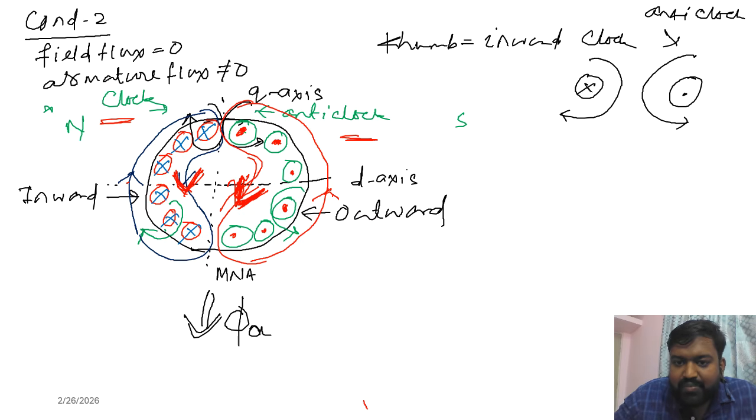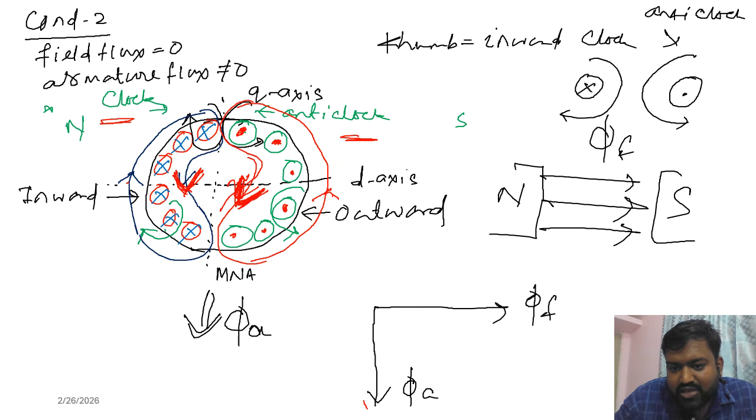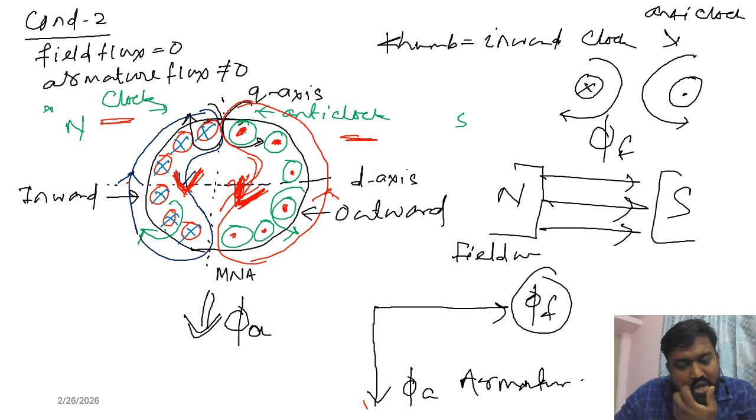But what happened across condition number one? In condition number one, the North Pole and South Pole are there. There is a phi f, and the direction of phi f is horizontal, left to right. If I draw here, this is your phi f horizontal line. Then this is your phi a, the vertical line. This is due to the field winding, and this is due to the armature winding.